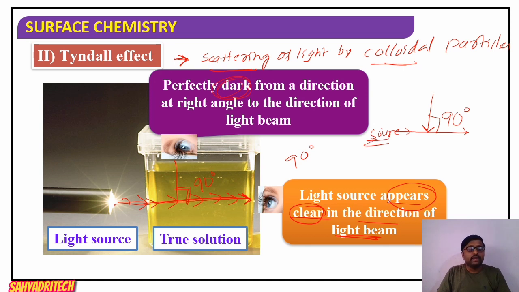Now, if you use true solutions, please recall the observations. In the direction of the light beam, it appears clear, but it appears dark from the direction at right angles to the direction of the light beam.